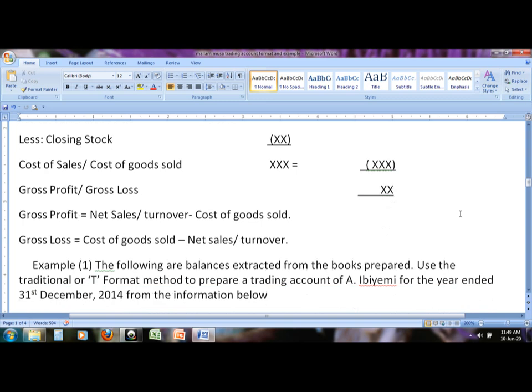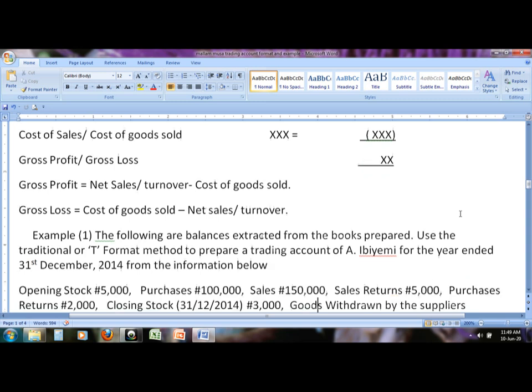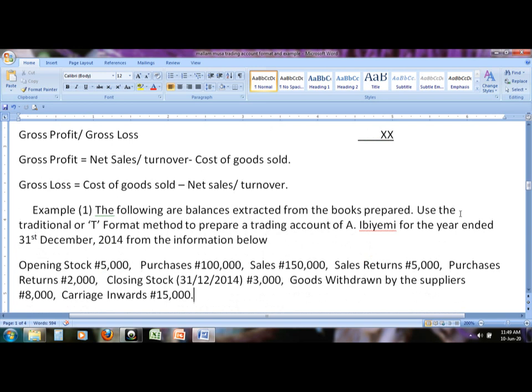Example 1. The following are balances extracted from the books. Use the traditional or T format method to prepare a trading account of A. Ibiyemi for the year ended 31st December 2014 from the information below. Our opening stock is 5,000. Our purchases is 100,000. Our sales is 150,000. Our sales returns is 5,000. Our purchases returns is 2,000. Closing stock as at 31st December 2014 is 3,000. Goods withdrawn by the supplier is 8,000. Carriage inward is 15,000.